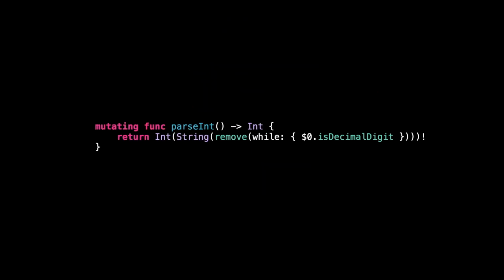Now, parsing an integer is actually really simple. We just remove from the string, from the beginning of the string, while we see a decimal digit. And the context in which we call this is important. So we only call this when we check that the first character was a decimal digit. So that's why this is a safe method. So we know that there's going to be a non-zero amount of digits. We turn that into a string and turn that into an integer. And then out we get an integer.